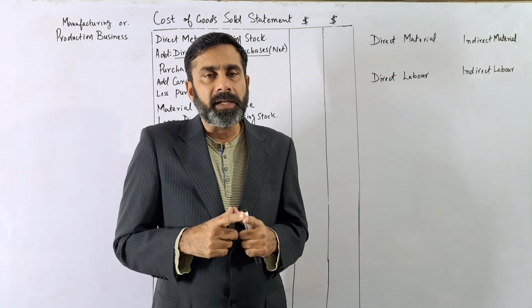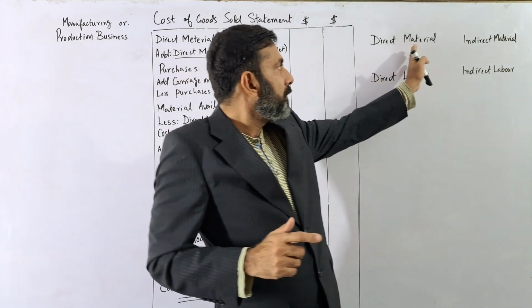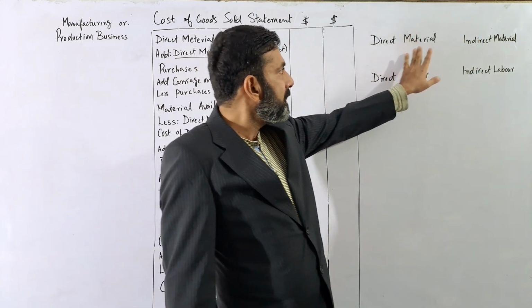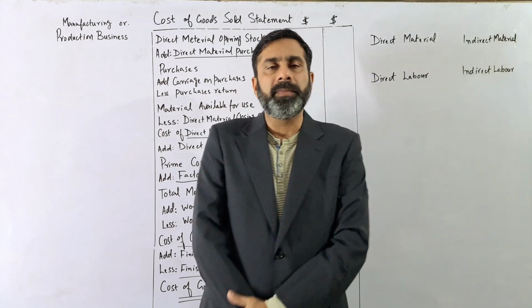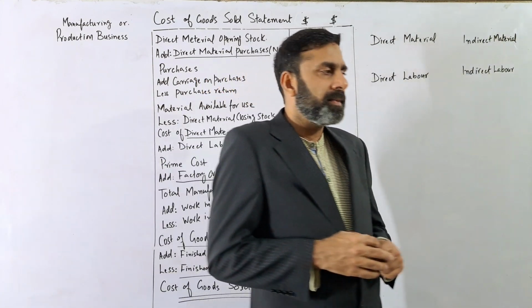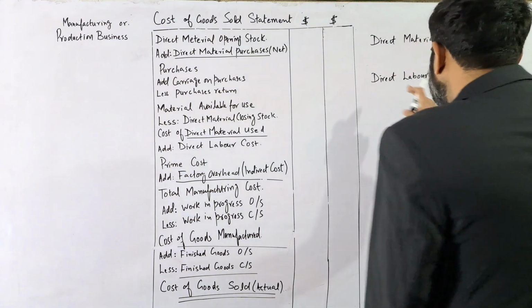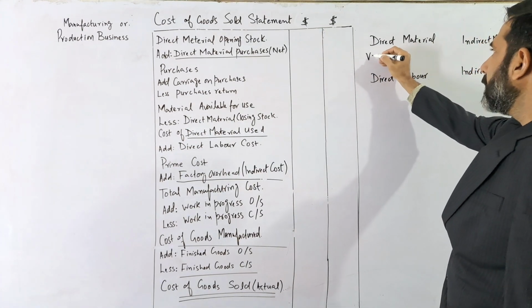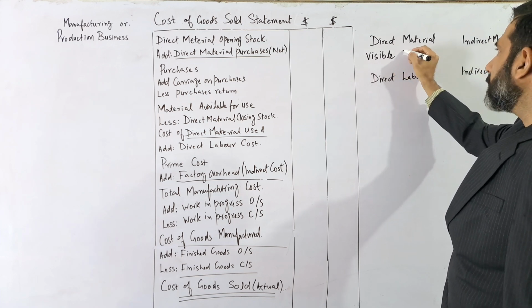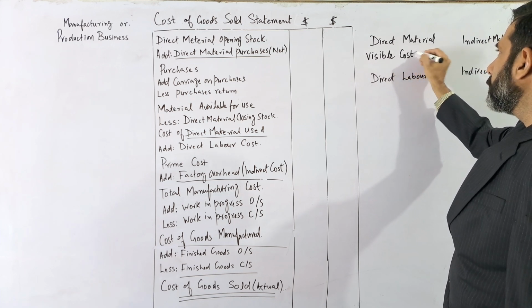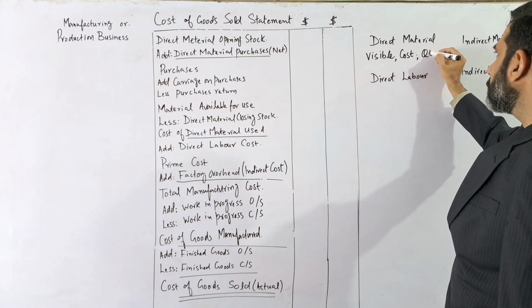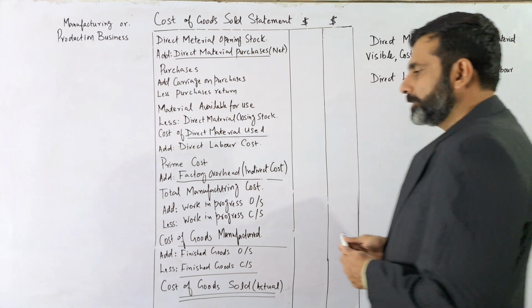Now the raw material is divided into two main sectors, that is the direct material and the indirect material. So what is the difference between the direct material and the indirect material? The first thing is visibility. The second thing is the cost, and the third thing is the quantity.